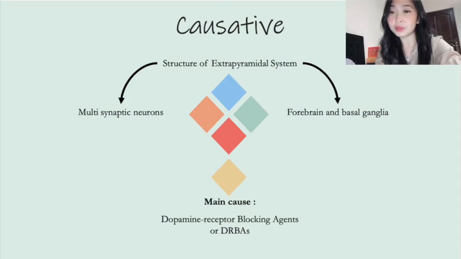However, the majority of EPS are caused by side effects of dopamine receptor blocking agents, known as DRBAs, also called antipsychotics. Patients with the first episode of psychosis have a higher chance of experiencing EPS from the DRBAs than chronic users. Conventional or typical antipsychotics, such as haloperidol, are said to have higher tendencies to cause EPS in patients due to their strong dopamine blocking effects and lack of serotonin signaling than atypical ones.